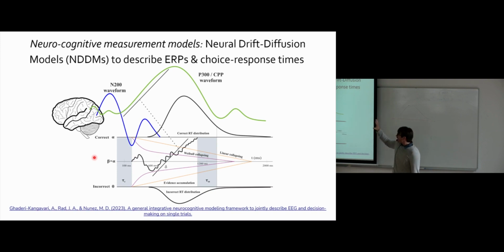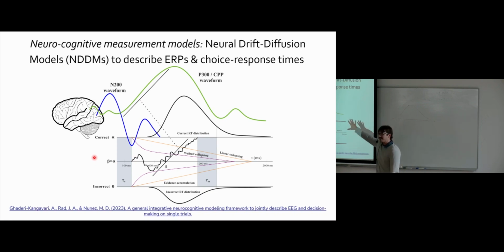So Amin and I also wrote this paper, which is this idea of having this parameter that changes in a single trial that describes both behavior and EEG data. It's a general integrative neurocognitive modeling framework to jointly describe EEG and decision making in single trials. And we fit a different combination of ideas, which is the N200 tracks visual encoding, the CPP slope tracks evidence accumulation. We actually have real data in this where we find a beta coefficient of 0, by the way, although it depended a little bit on how we estimated the CPP.